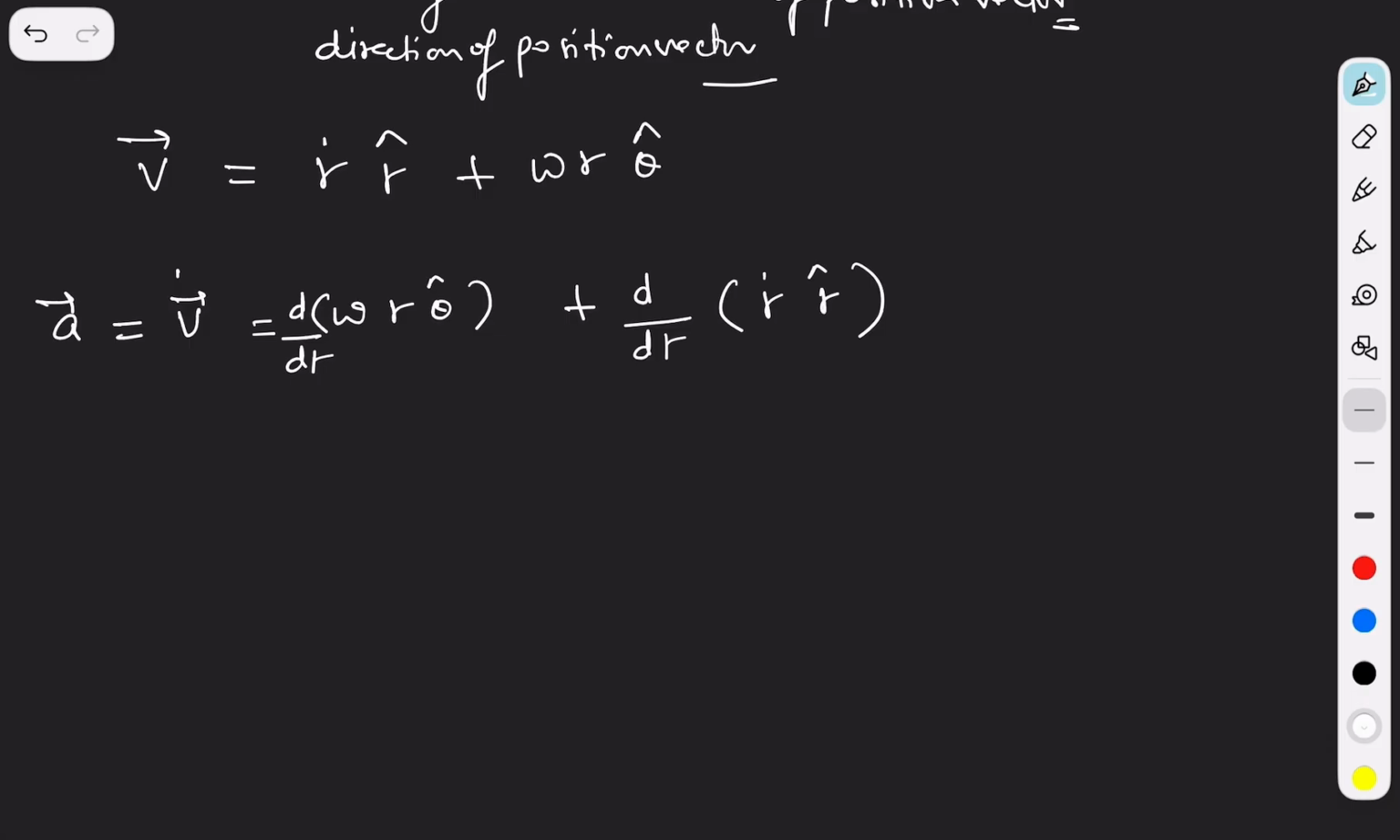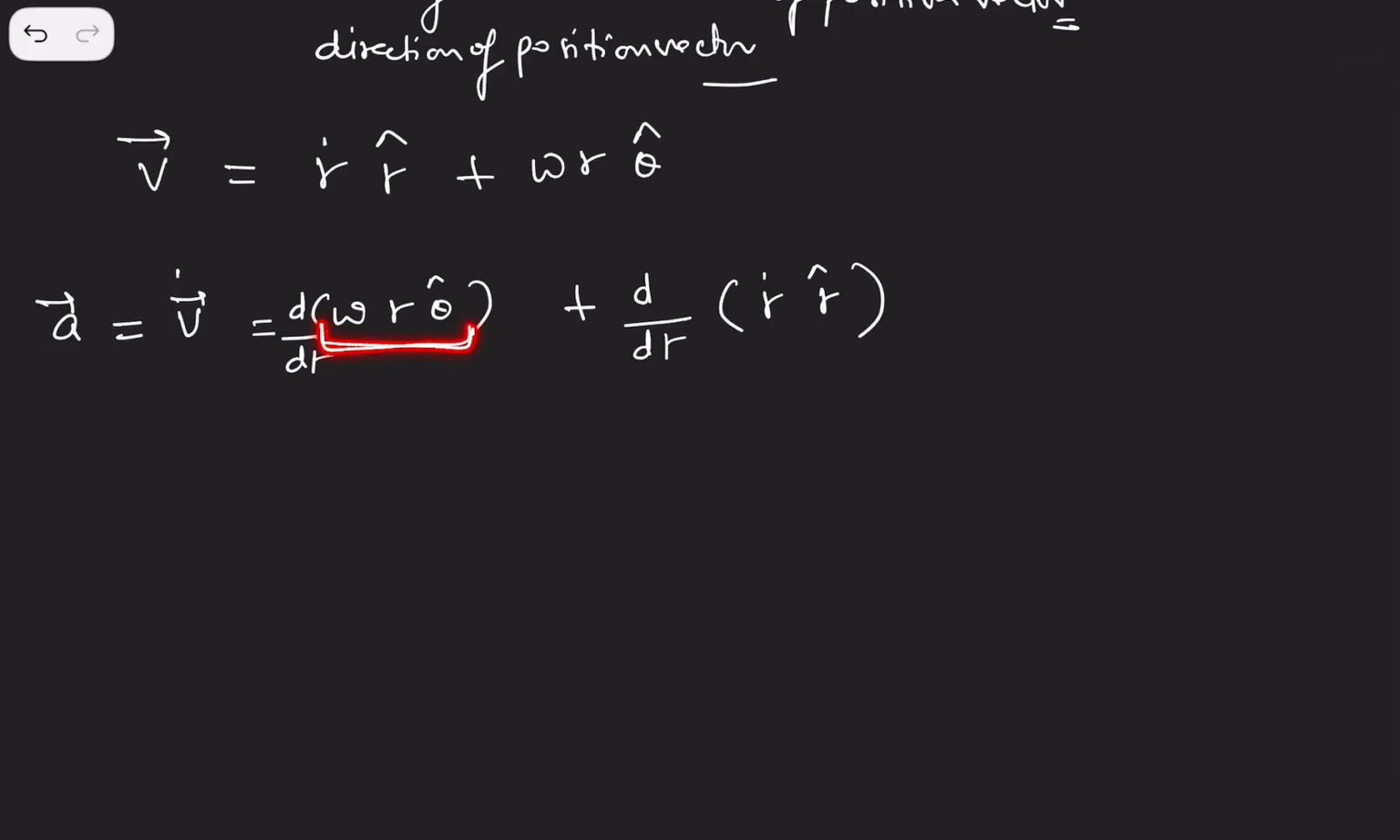Now, omega might change with time. As we know, d omega by dt is alpha, so that is also possible to change. R can change; we know that r is changing, the magnitude is changing, so that is also variable. Theta cap is also changing. So all these three are variable in this product, and here these both are also variable.